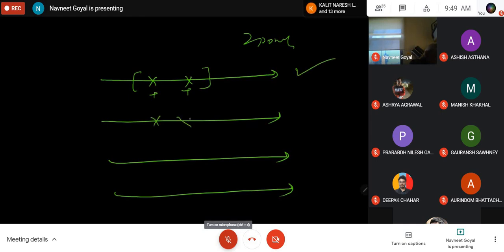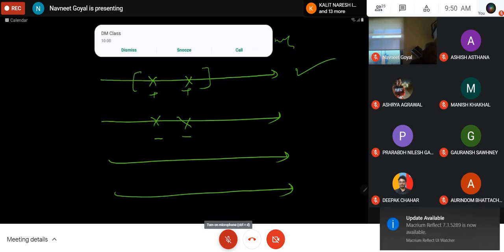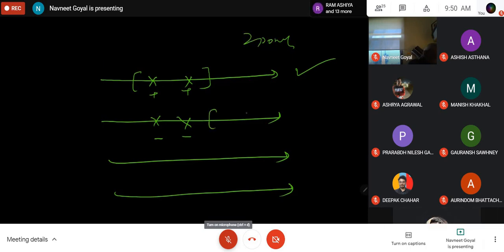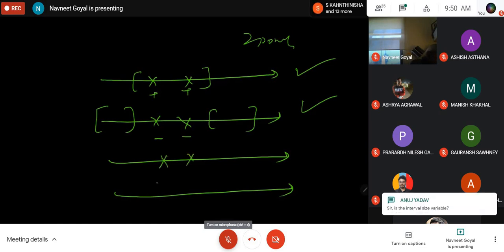So the points are the same, both negative. You can put the interval anywhere ahead of it, anywhere which does not contain any of these two points, right? Yes. Is this done? Now, one plus, one negative.